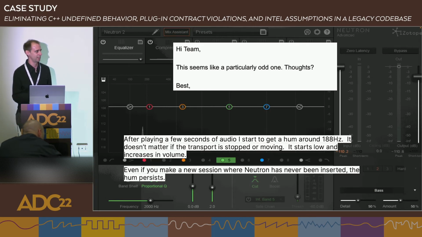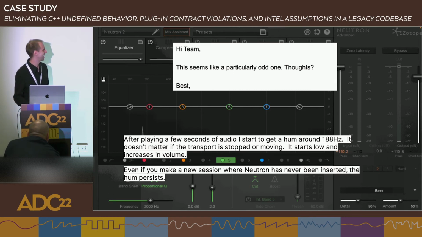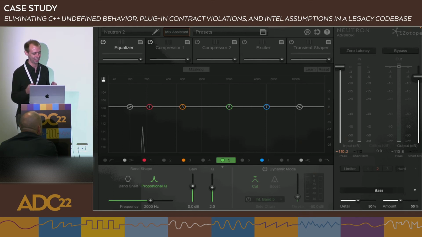So I gotta be honest, when I see beta reports like this, I usually don't believe them. I believe that the beta tester was confused, because that couldn't be, right? In this case, that was completely correct. So I reproduced it myself. I put a new Neutron in this particular host where the problem was. And indeed, after a minute or two, there was a hum, and it was exactly 187.5 hertz.